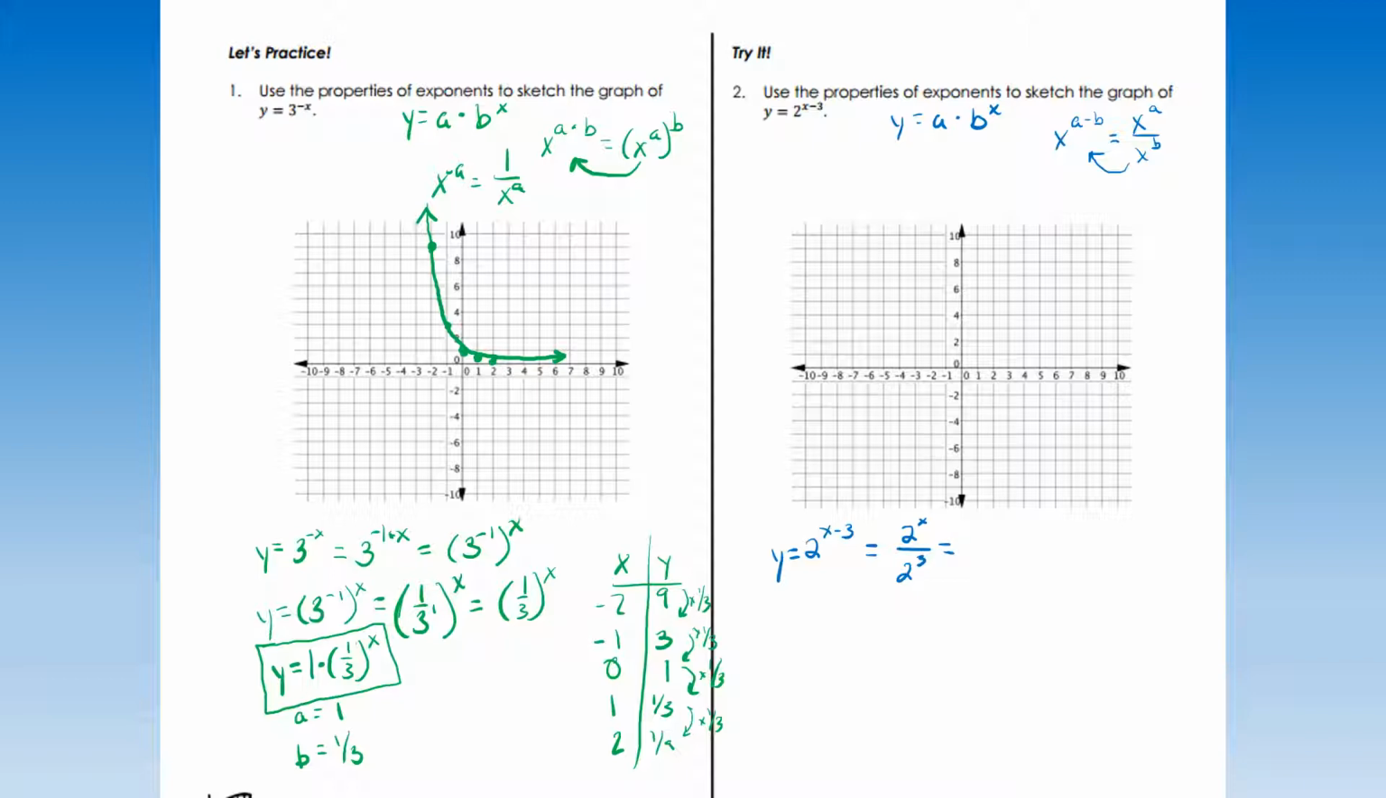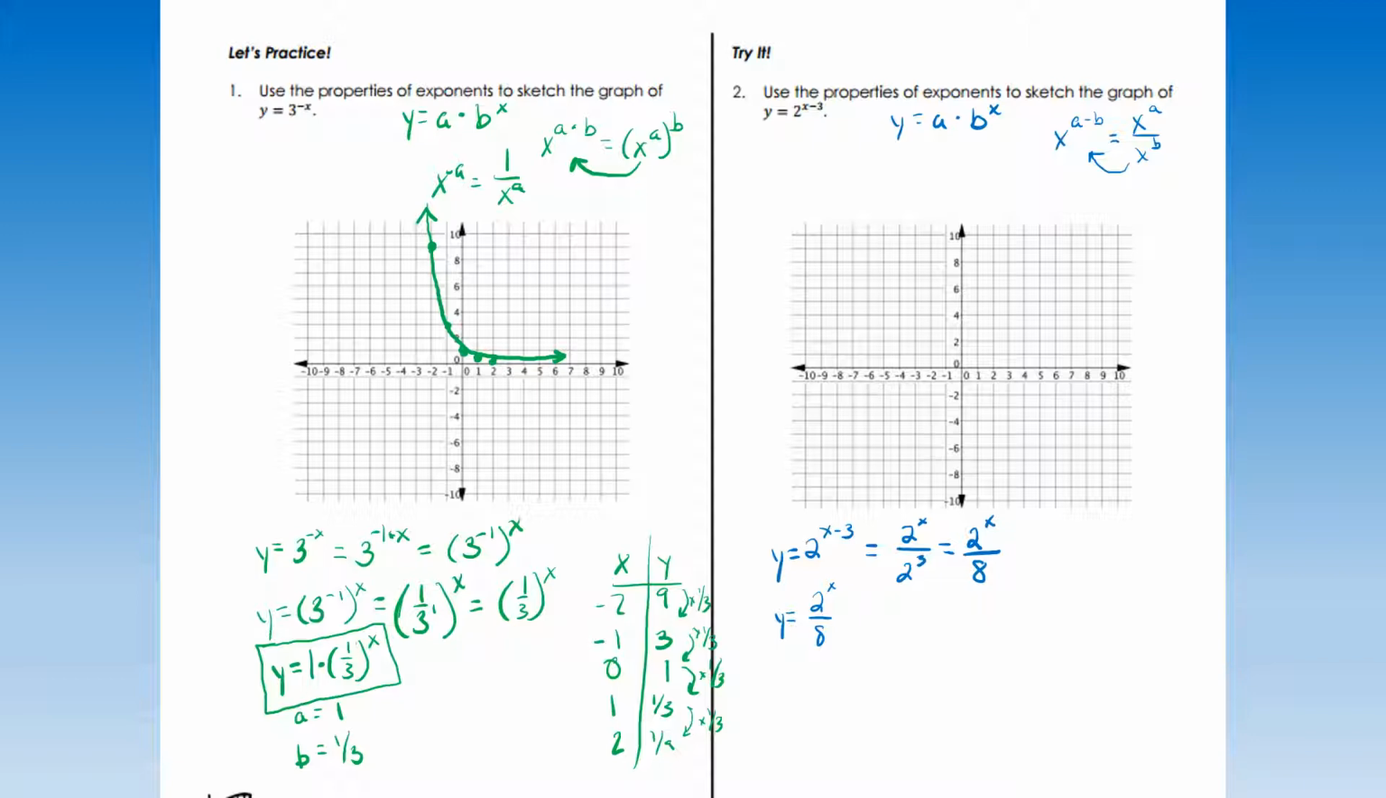All right, well, let's take this a step further. Let's continue simplifying this. We've got 2 to the x power, and in the denominator I've got 2 to the third. So that's 8. 2 times 2 times 2 is 8. So now our equation is y equals 2 to the x power over 8.